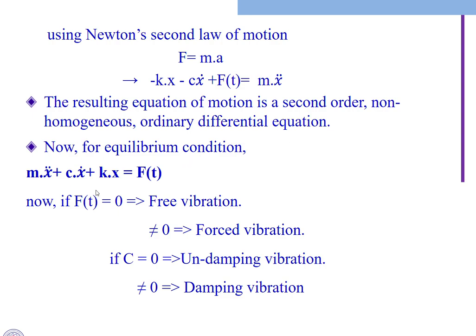Now for the equilibrium condition, we can see the equation of a single degree of freedom system: m into x double dot plus c x dot plus k into x is equal to f of t, whereas f of t is nothing but the external force applied over that particular mass. If we take f of t equal to 0, then the equation becomes m x double dot plus c into x dot plus k into x is equal to 0. In the place of f of t, we apply 0. This condition we call the free vibration of the body, the free vibration condition.